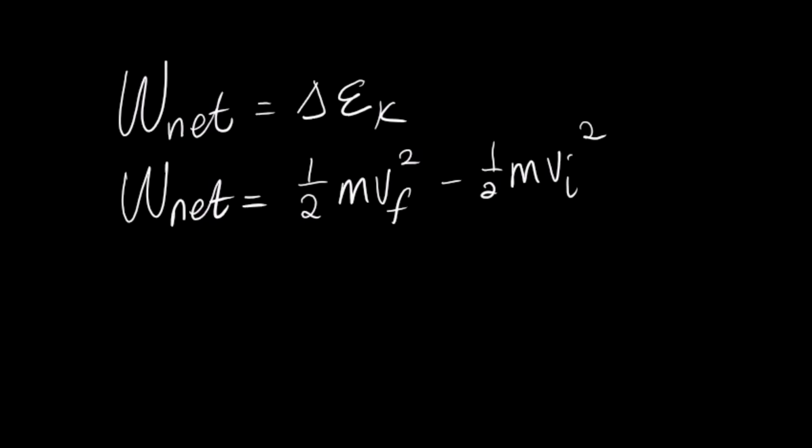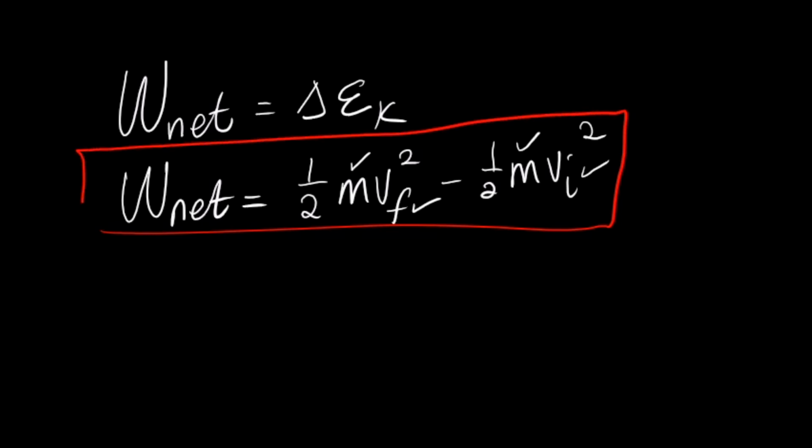So basically this equation simply means all the work done on an object is equal to half the mass of the object times its final velocity squared, minus half the mass of the object times its initial velocity squared. Please write this equation down, it's very important. And then what do we call this equation? We call it the work energy theorem.